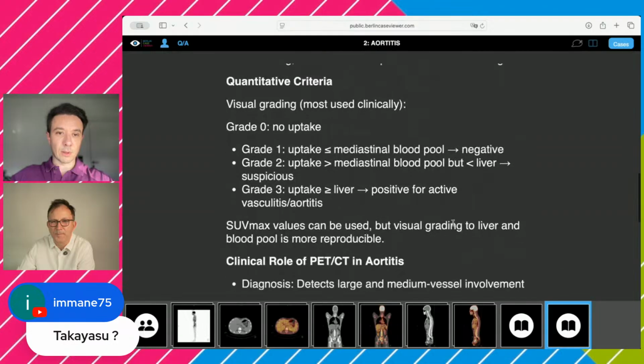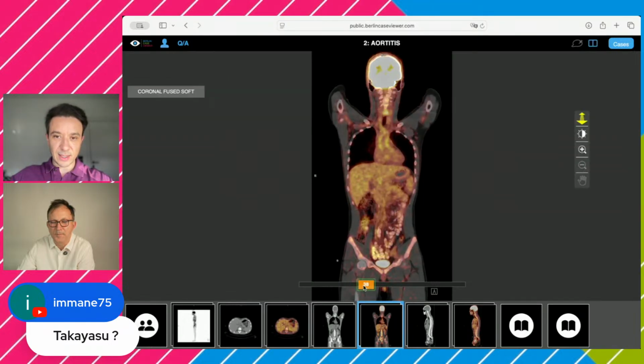So basically it's visual grading. Grade 0, there's no uptake. Grade 1, it is less than the mediastinal blood pool. Grade 2, it is more than the mediastinal blood pool, but less than the liver. And grade 3, more than the liver. So if you look at this case, if we go back, you can see the uptake is a bit higher than the liver.